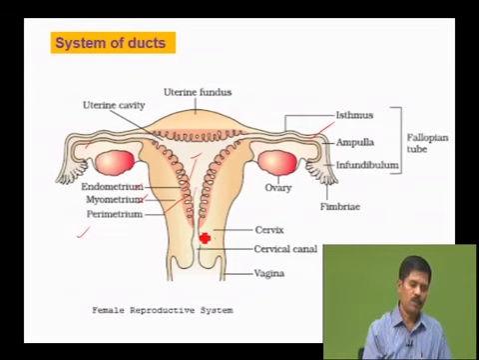The uterus opens into cervix. The mouth of the uterus is called cervix. So it opens into vagina through cervical canal. So cervix is the birth canal through which the infant passes to be born. It also acts as a passage for menstrual flow during menstruation in females.